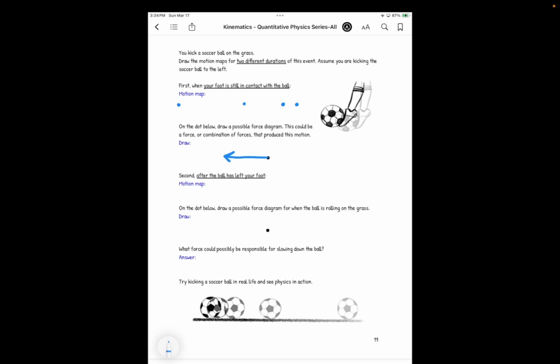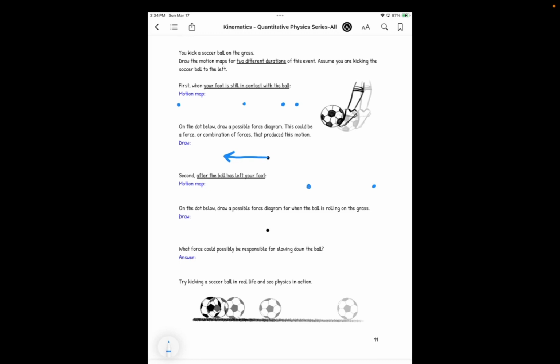Okay. So after the ball leaves your foot, let's say you are in friction. This case is different than the hockey puck on ice. So this ball is experiencing actually friction, which is in opposing direction of motion. What do you think is going to happen to the motion of the ball? It's going to slow down.